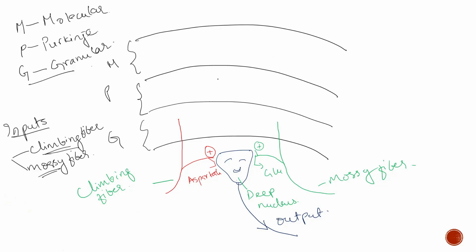So definitely what do we have? We have the Purkinje cells. So this is the structure of the Purkinje cells. These are all the dendrites of the Purkinje cells. So I'm just drawing 2-3 of them to make you understand.